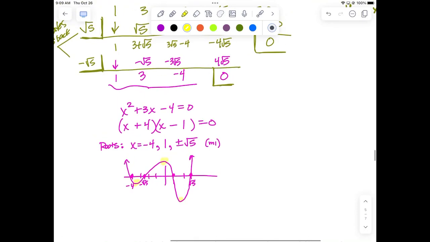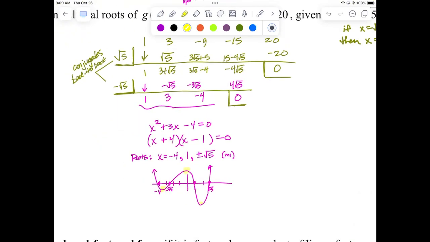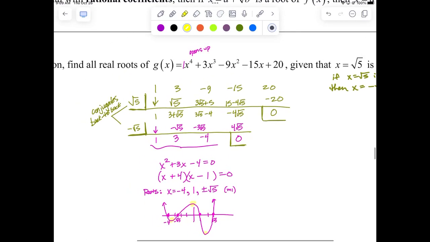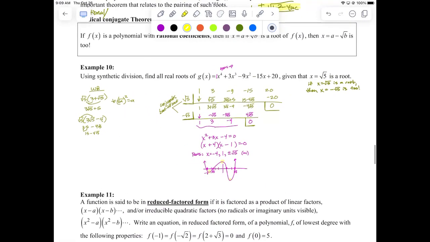Kind of fun, right? Like a horse and carriage, like love and marriage, like peas and carrots. Can't have one without the other. Yeah, maybe. I guess you can't have peas without carrots. If you have the square root of 5, you automatically get the negative square root of 5. Yeah. All right. Okay.